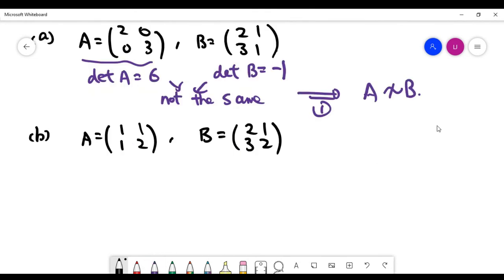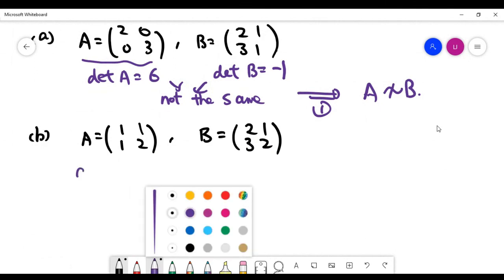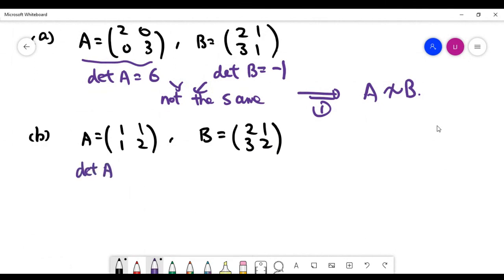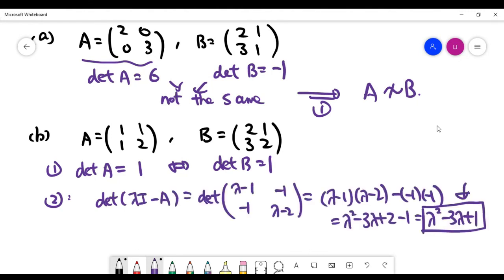And let's look at the part B. So can you see why these two matrices are not similar to each other? Let's find the determinant first. For the A, it actually has determinant 1, and determinant B is actually 1. So it means they are the same, right? But it doesn't imply they are similar just because the determinant is the same. And let's look at the second step, which is to find the characteristic polynomial of the two cases. So you see for the first matrix, it has the polynomial as lambda squared minus 3 lambda plus 1.